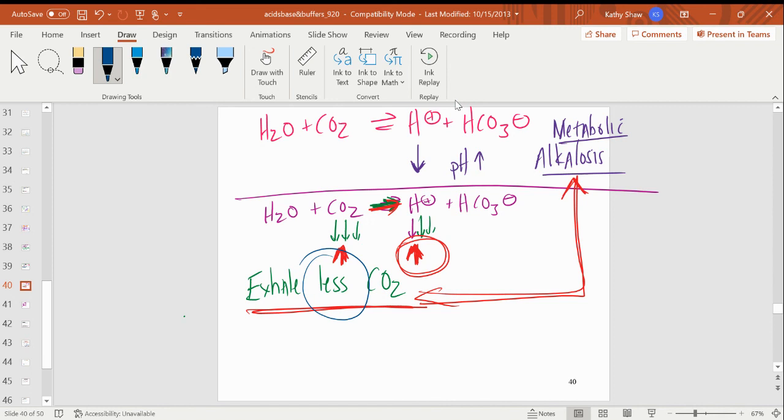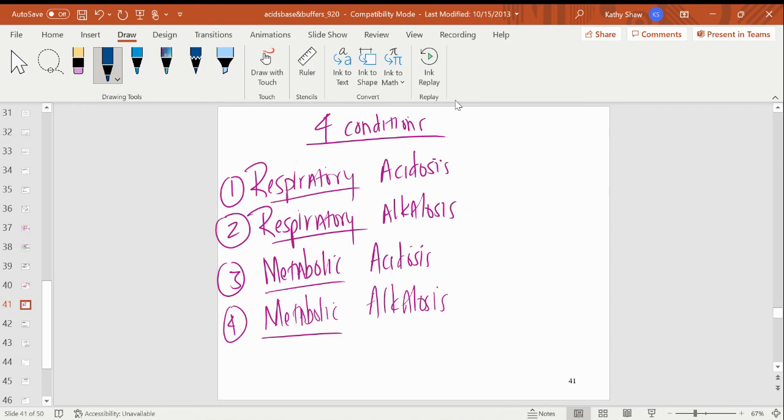I have no direct way of having a metabolic compensation for a respiratory problem. So I can have a respiratory compensation for a metabolic problem. I don't have a metabolic compensation, at least a direct one. There's some indirect that Dr. LaRose will do with you. I don't have a metabolic compensation for a respiratory problem. Okay, so that's it for the PowerPoint.